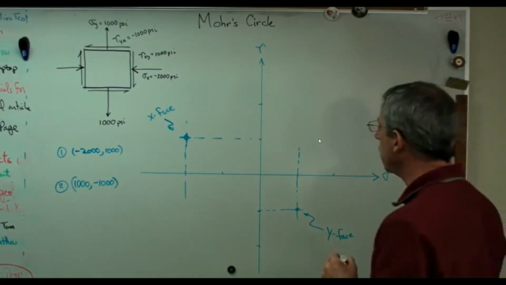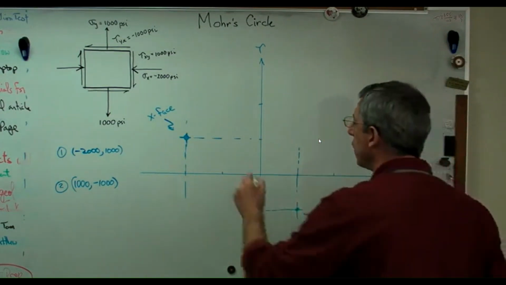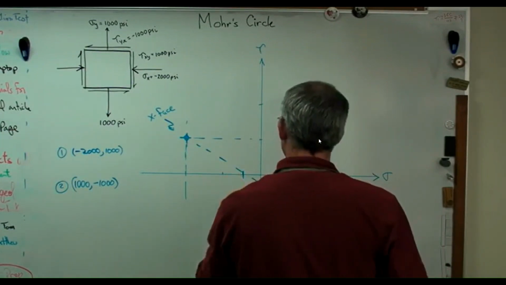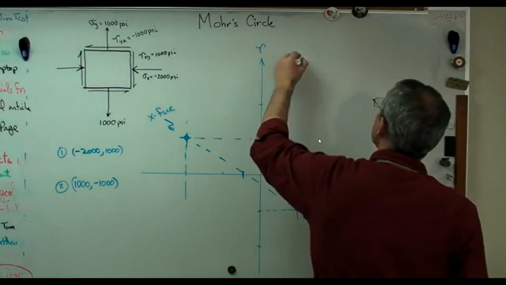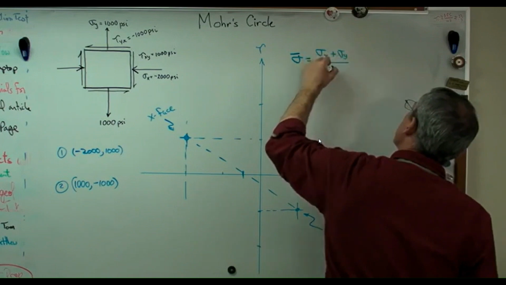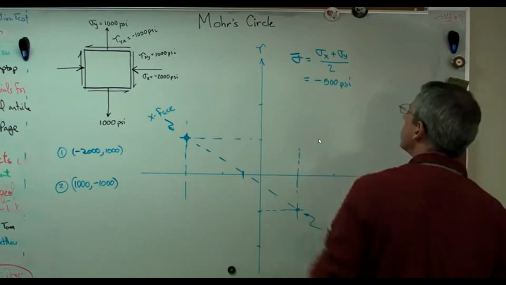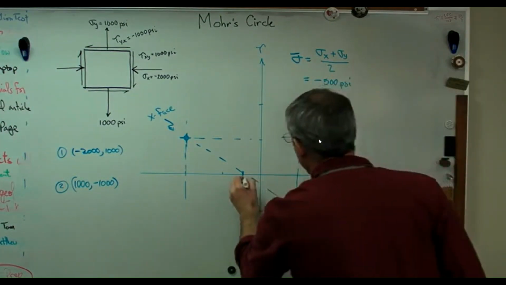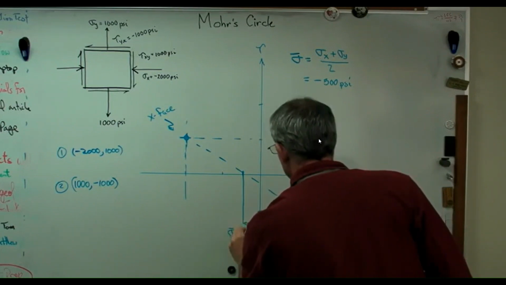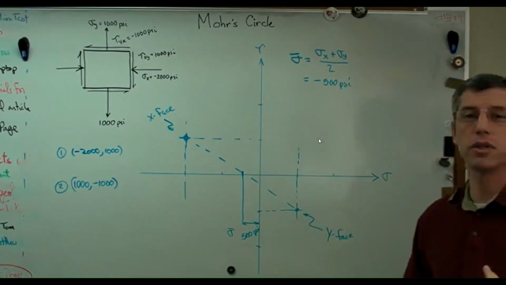Step number 2 now is to figure out where the mean normal stress is. We're going to draw a line from here down to there, and it's going to cross right about there. Sigma bar is just the average, sigma x plus sigma y over 2. In this case, it's minus 500 psi. Right? So this point right here, sigma bar, that's minus 500 psi. That's the center of my circle.